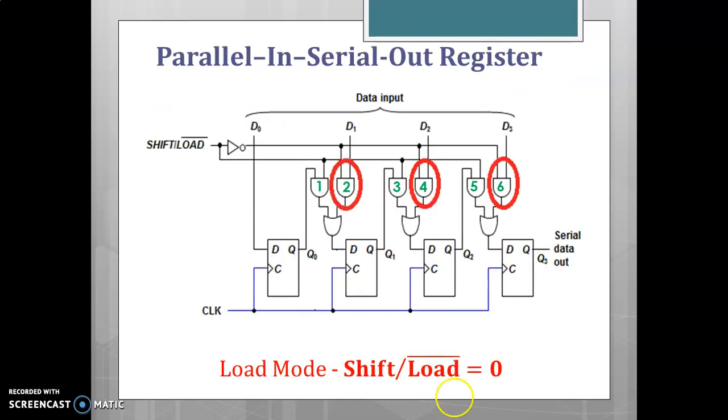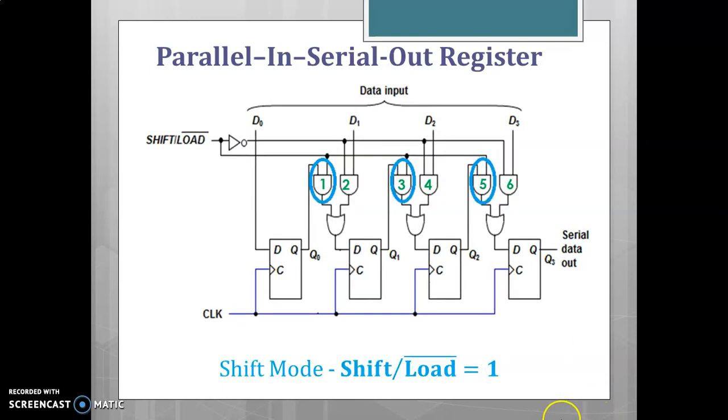So in the load mode, the control signal is equal to 0. Since the control signal is equal to 0 here, the output of the inverter is 1. So the 2, 4 and 6 AND gates will be active and the data D1 will be entered to this flip-flop, the data D2 will be entered to this flip-flop, and the data D3 is entered to the flip-flop. So here the parallel loading of input takes place.